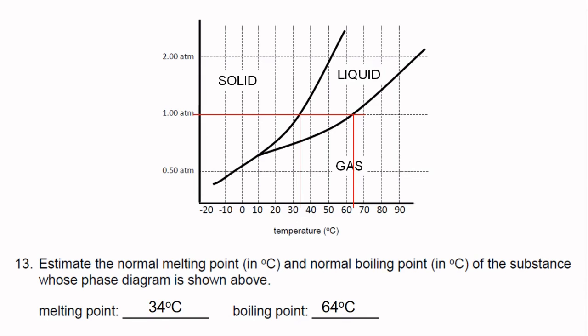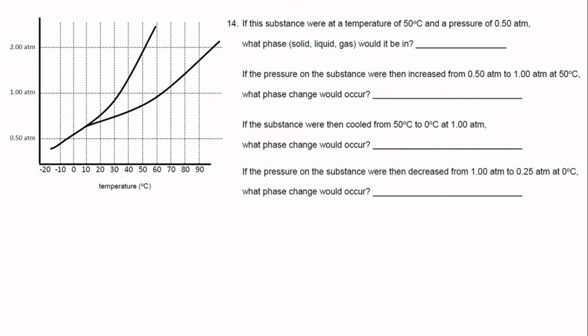In question number 14, if this substance were at a temperature of 50 degrees Celsius and a pressure of 0.5 atmospheres, again, here are the three phases of matter labeled. If we're at 50 degrees Celsius and 0.5 atmospheres, that would be a gas. If the pressure on the substance were increased to 1 atmosphere without changing the temperature, we would cross over from a gas to a liquid. So gas to liquid, that's condensation.